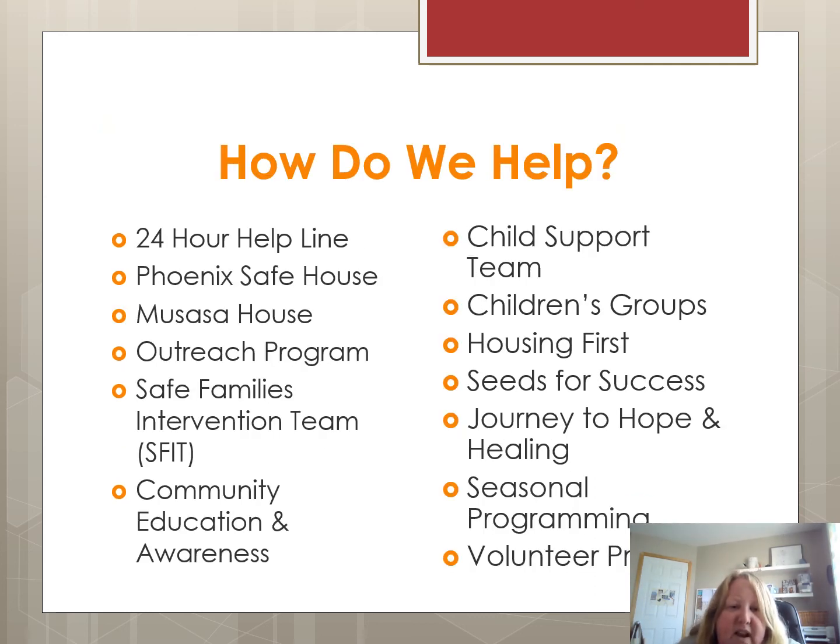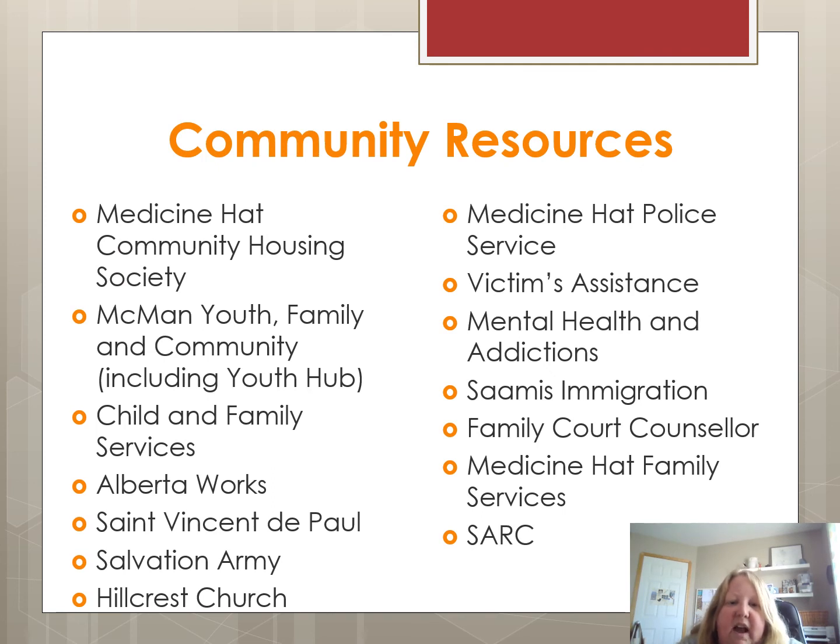So what are some ways that you can help? You can help by providing a helpline, by providing information about Phoenix Safe House, about Musasa House. The Women's Shelter has an outreach program. They will work with people if you just are kind of interested in getting more information and want to go for coffee. They'll do that. SFIT, which is part of if there's a domestic violence call, then people will be sent out to the home. Obviously, community education and awareness. There's a children's support team. There's groups, all different pieces that are a part of services offered. And obviously there's lots of community resources because everybody works together, and there's many different avenues for help, and in many different places where people experience domestic violence need help and support.